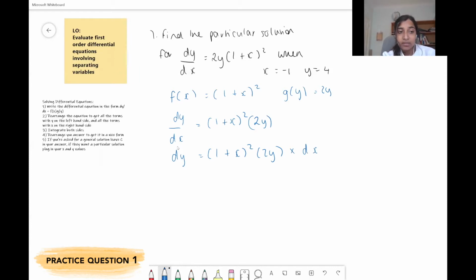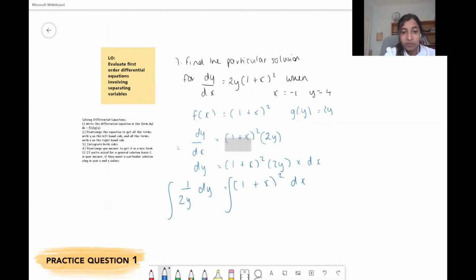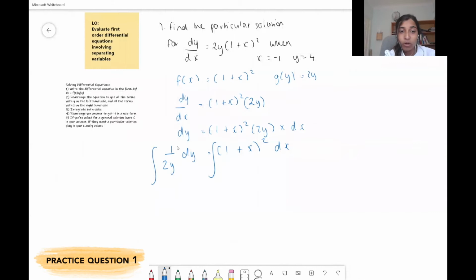And now to get our y's on one side and our x's on the other side, we can divide both sides by 2y, so we get 1 over 2y dy, and that would just be equal to 1 plus x squared dx. And now we want to integrate both sides. So if we integrate 1 over 2y dy, that's the same as a half of the integral of 1 over y dy.